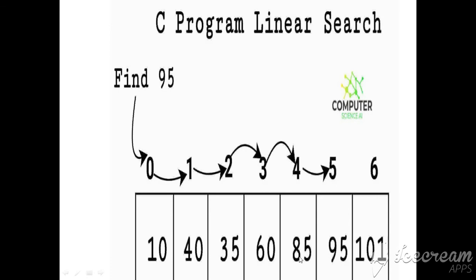We move to 85. Then check it against 95. Still the numbers are not the same. Then we move to 95. And now we find that the two elements match. So our final assumption here is the linear search is successful because we were able to locate the element. This element is often called the key element, the element we are intending to search for.